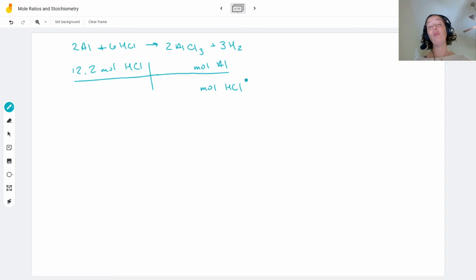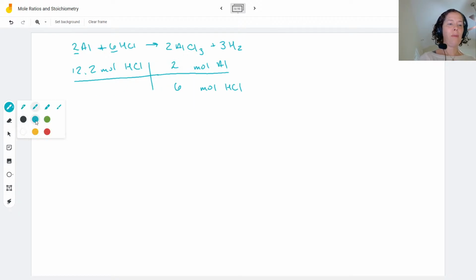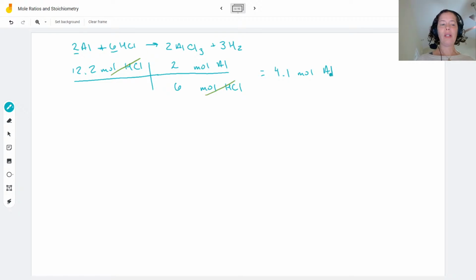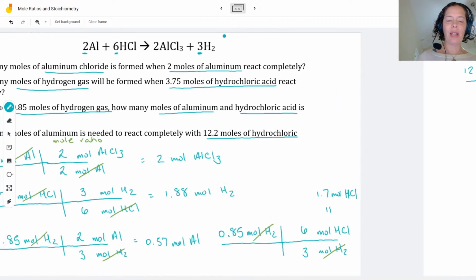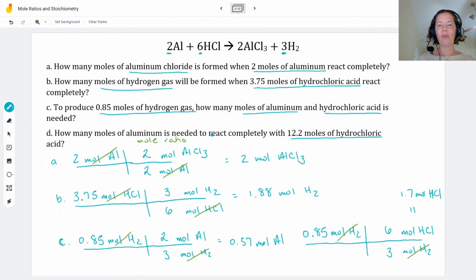All right, so that's my units in. Now let's put my numbers in. So my number in front of my hydrochloric acid, of course, is a 6, and my aluminum is a 2. This will make sure that my moles of hydrochloric acid cancel. Now I'm left with moles of aluminum, which is exactly what the problem asked me. And I'm going to get 4.1 moles of aluminum. Was that it for that one? I think that was just it for that one. Yes, it's just moles of aluminum.